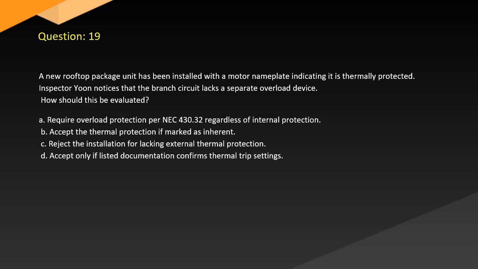Question 19. A new rooftop package unit has been installed with a motor nameplate indicating it is thermally protected. Inspector U notices that the branch circuit lacks a separate overload device. How should this be evaluated? A. Require overload protection per NEC 430.32 regardless of internal protection. B. Accept the thermal protection if marked as inherent. C. Reject the installation for lacking external thermal protection. D. Accept only if listed documentation confirms thermal trip settings.